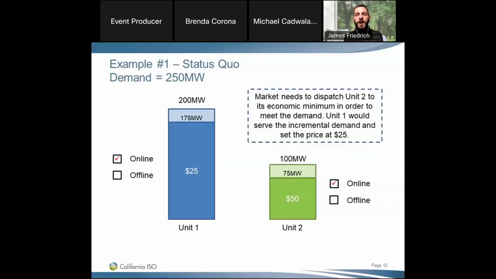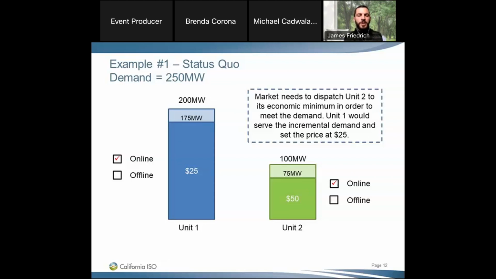But because of its minimum operating constraint, we have to dispatch unit 2 to its PMIN, which is 75 megawatts. And because of that, despite it being the cheaper resource, we only need unit 1 to be dispatched to 175 megawatts, which, a combination of the two units dispatch, equals the demand. So we're satisfied here.